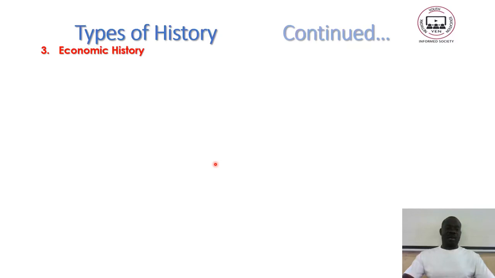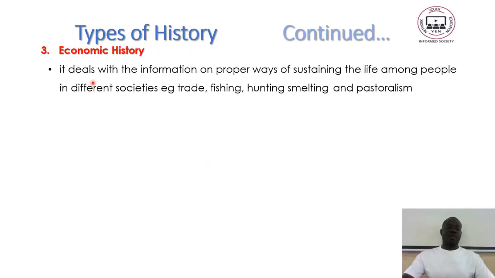We are still looking at the types. Now, the third one is economic history. When we talk of economic history, it deals with information on proper ways of sustaining life among people in different societies. For example, we talk of trade, fishing, hunting, smelting, pastoralism. It deals with how the people were sustaining their lives, how they were living.